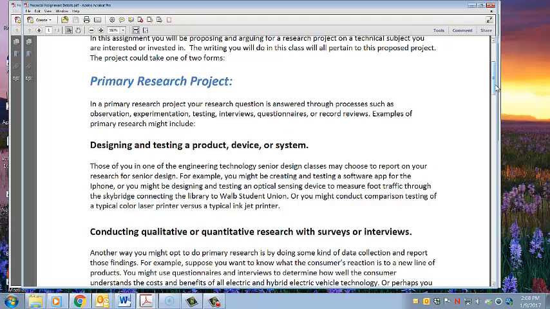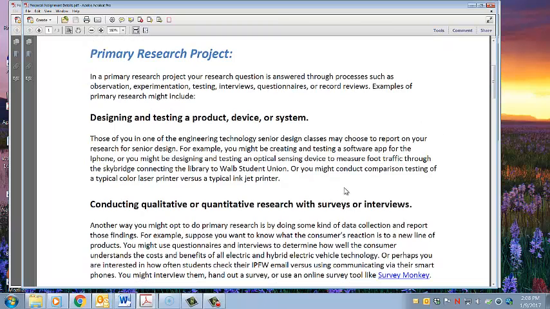Some examples that I offer you here would be designing and testing a product. Okay, so anyone in MET, probably WET to a certain extent, even industrial, you're going to find that this is what this is. So, for example, you might be creating and testing a software app for the iPhone, or you might be designing and testing an optical sensing device to measure foot traffic through the SkyBridge. Comparison testing of a typical color laser printer versus an inkjet printer. I mean, I've had a host of different projects over the last 10 years, and you can kind of get the idea from that.